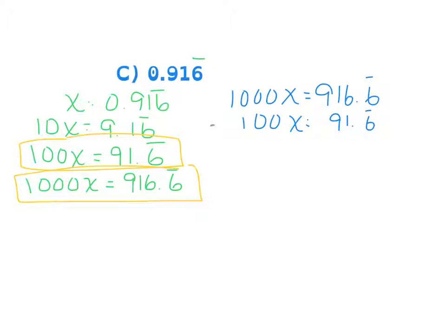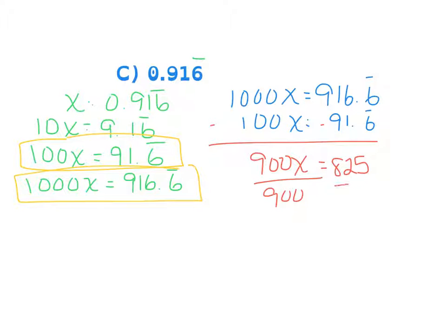Same process. I'm going to subtract here. I'm going to get 900x equals, and then I'm going to have to subtract, being careful here, 825. All right, so 900x equals 825. I'm going to get x alone, so I'm going to divide both sides by 900. So x equals 825 over 900. This time I can tell there's some common factors, so I'm going to start dividing. Divide by 25 to both.